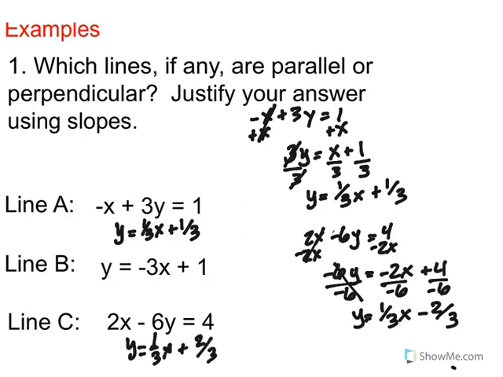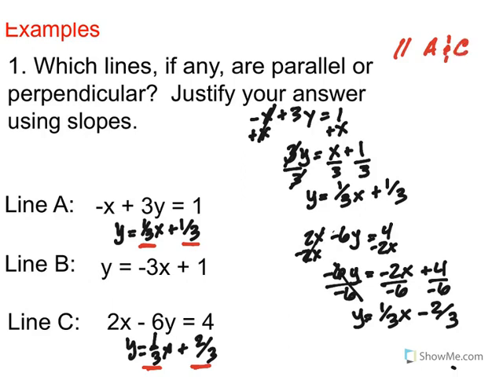And now we can begin to look at lines that are parallel and perpendicular. Remember, parallel means that lines have the same slope. So if we look at line A and at line C, they have the same slope. And notice that one has a y-intercept of 1/3, one has a y-intercept of 2/3, so they also have a different y-intercept. So that's what we want for that. So our parallel lines are A and C.